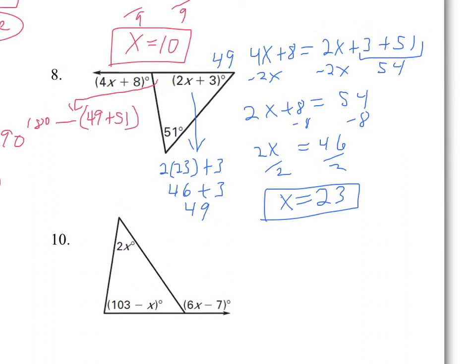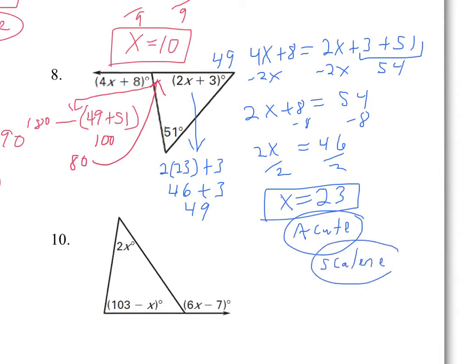So 49 plus 51 is 100. 180 minus 100 is 80 degrees. So this angle is 80. So we have angles of 80, 51, and 49. They're all less than 90. That makes this an acute triangle. And they're all different. That makes this a scalene triangle also.